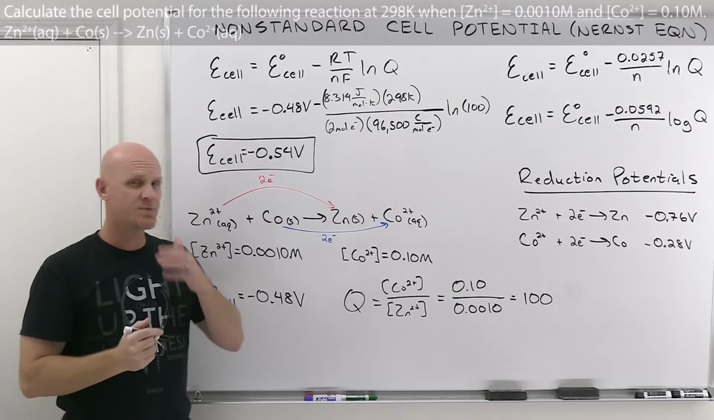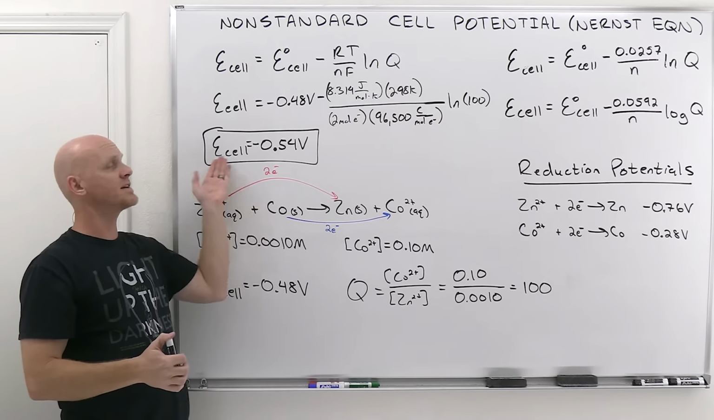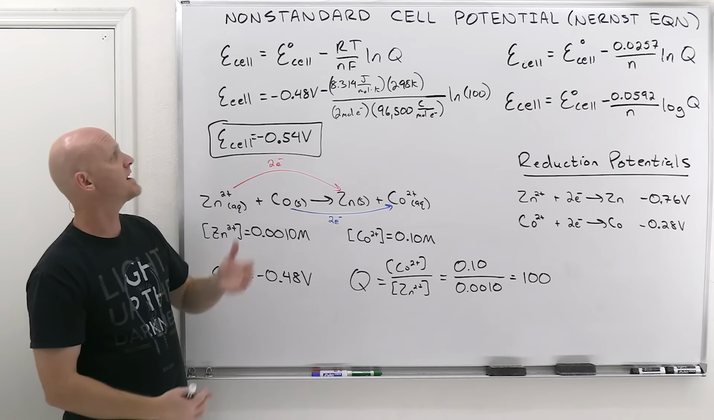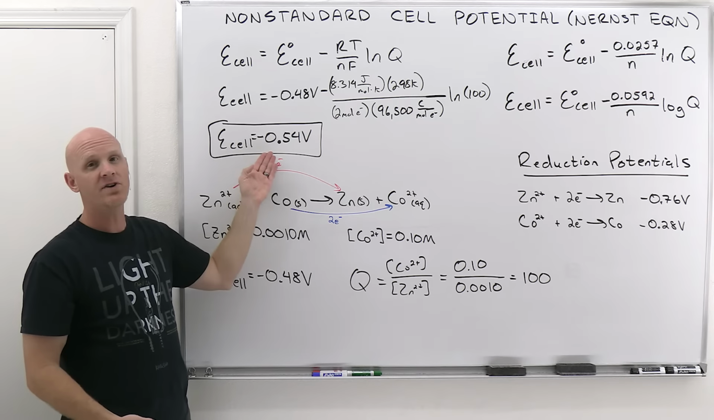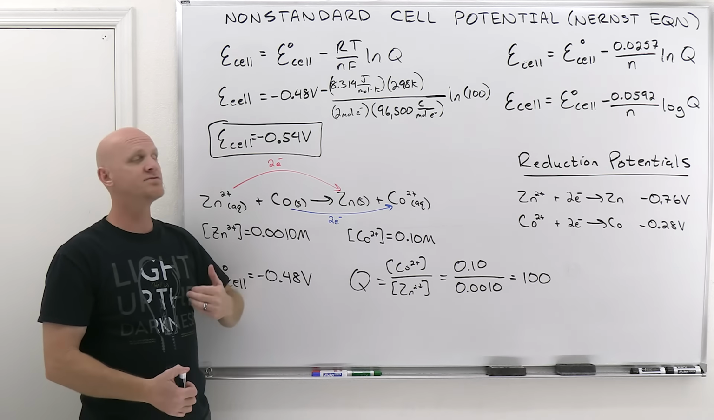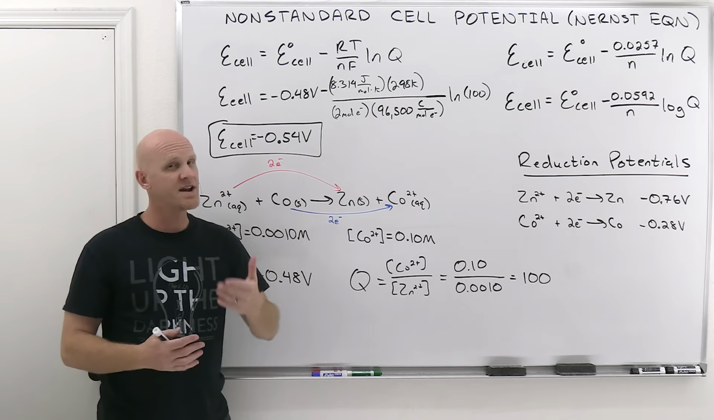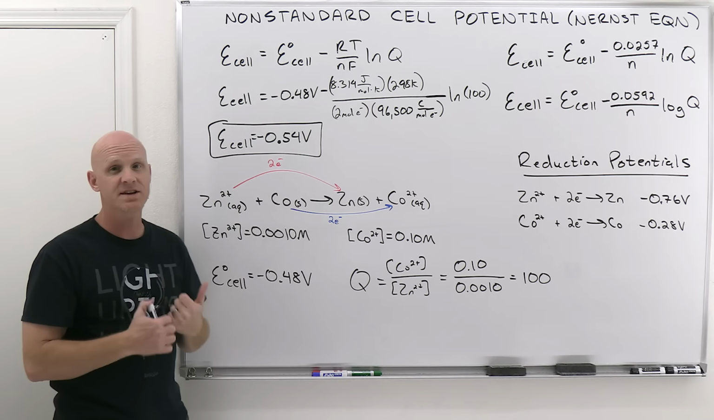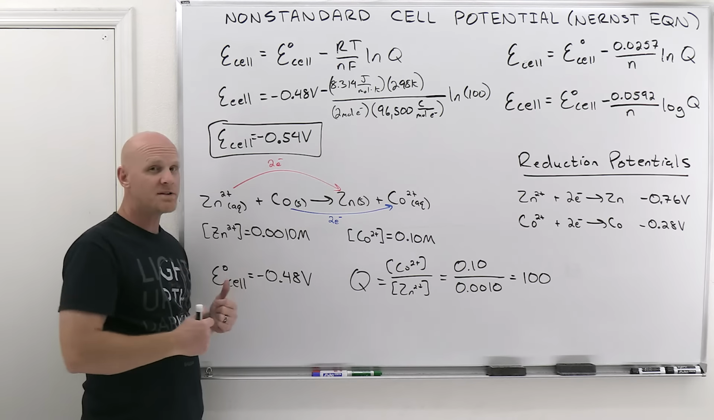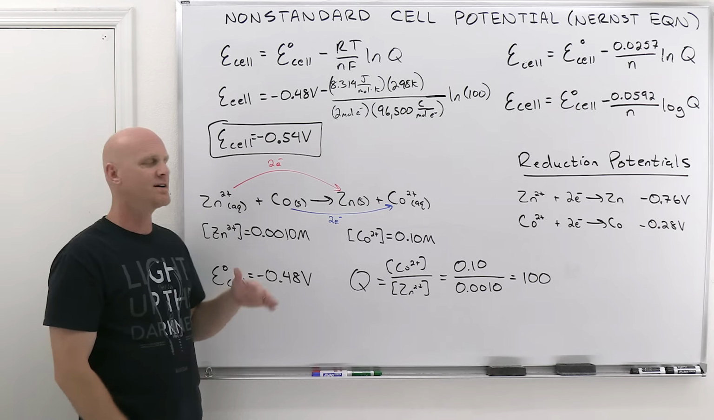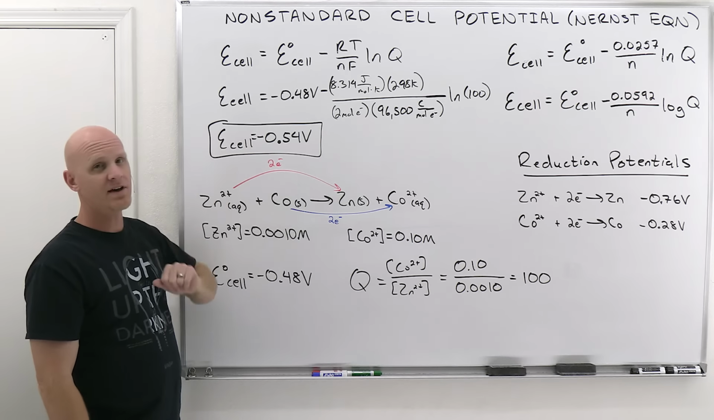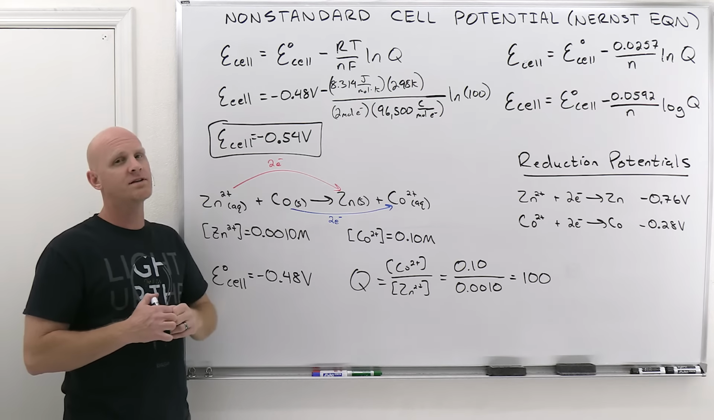Okay, and so we can see that this reaction got a little more negative on its E cell than the standard value. Standard value is negative 0.48 volts, and our non-standard value here is negative 0.54 volts. It's not spontaneous under standard conditions. It's definitely not spontaneous under these conditions either, but it's even more non-spontaneous, or even less spontaneous, however you want to look at that.